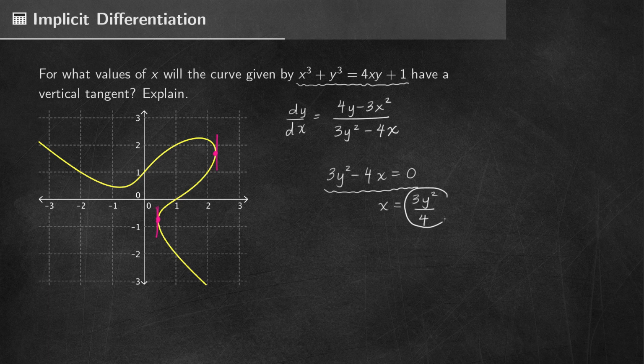I'm going to take that x value and substitute it in for x in my other equation. That's how we solve a system using substitution. So now I'm going to have x cubed, and x is 3y squared over 4. So (3y squared over 4) cubed plus y cubed equals 4 times x, and x is 3y squared over 4, times y plus 1.